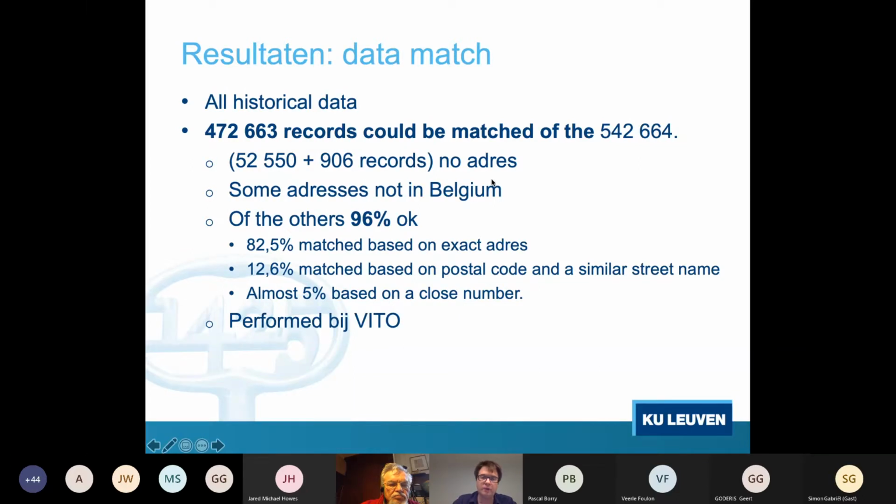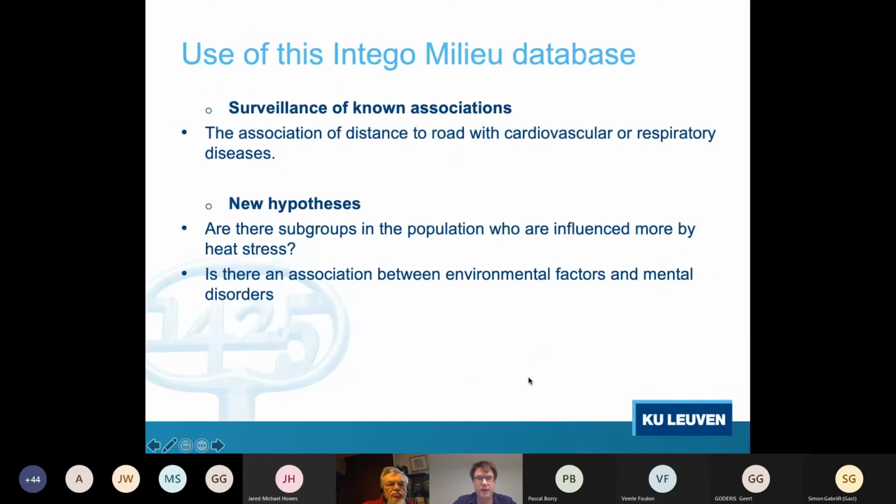We noticed that approximately 10% of them had no address. That's mainly the historical data; I remember we are collecting data from 1994. At that time, we didn't read EID cards, so some of the addresses were missing. But of those for which we had an address, Vito managed to match 96% to an exact location on the map, and then we were able to link environmental factors to that location.